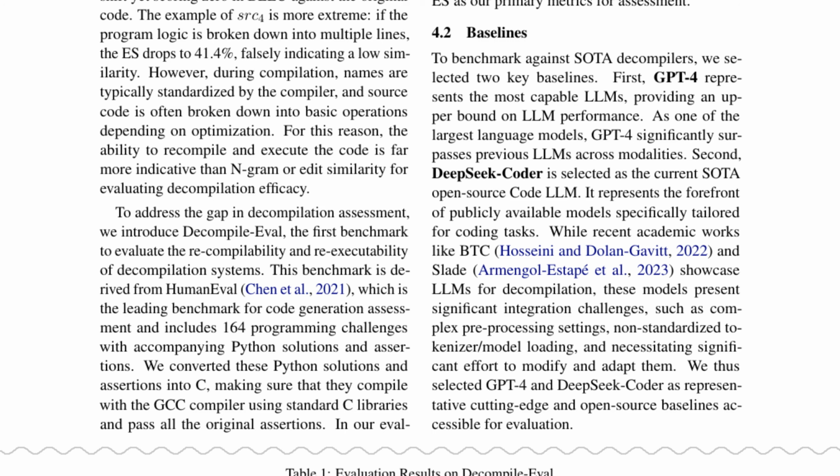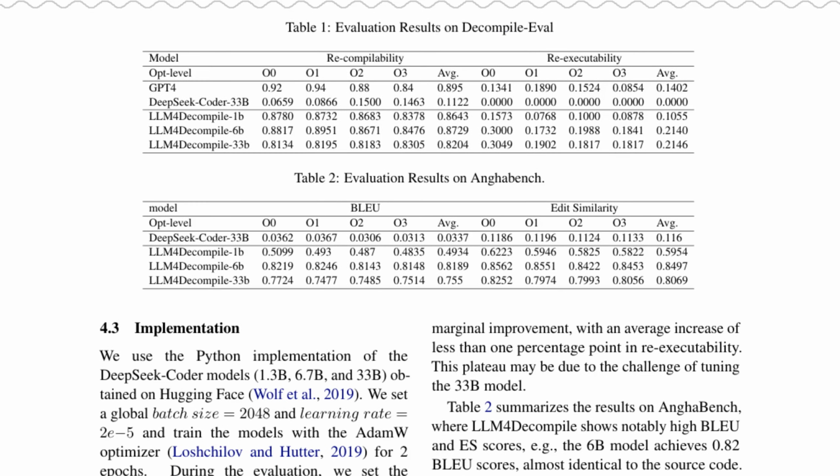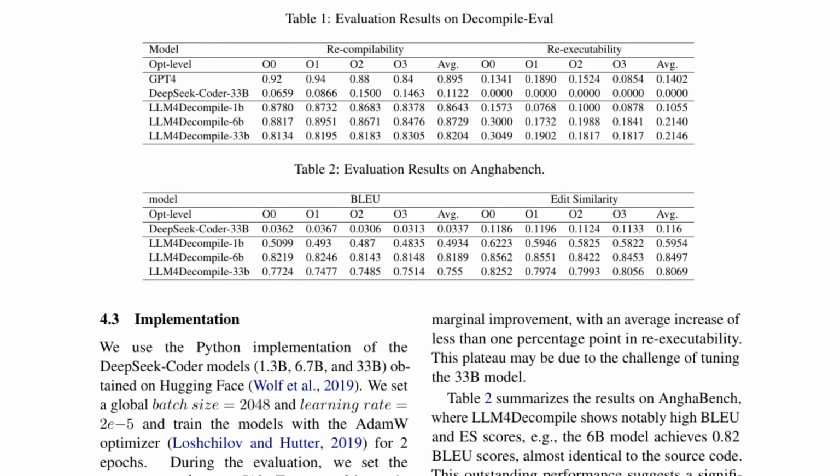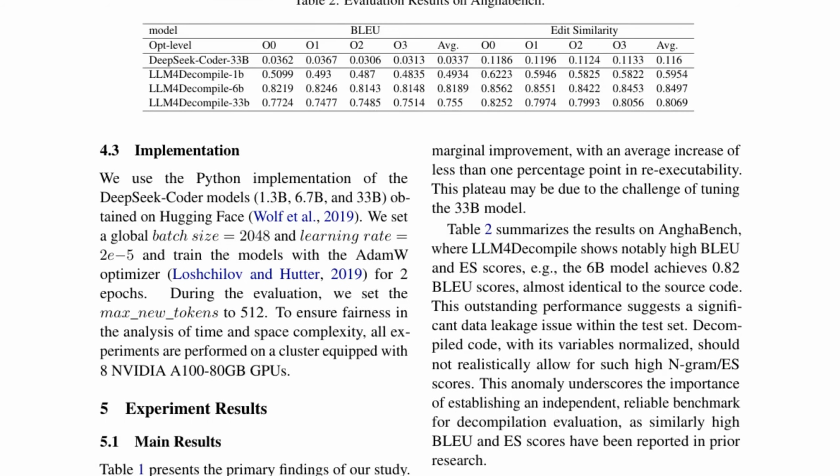While recent academic works showcase LLMs for decompilation, these models present significant integration challenges, such as complex preprocessing settings, non-standardized tokenizer model loading, and necessitating significant effort to modify and adapt them. We thus selected GPT-4 and DeepSeek Coder as representative cutting-edge and open-source baselines accessible for evaluation. Table 1, Evaluation Results on Decompile Eval. Table 2, Evaluation Results on Angab and Bayan.